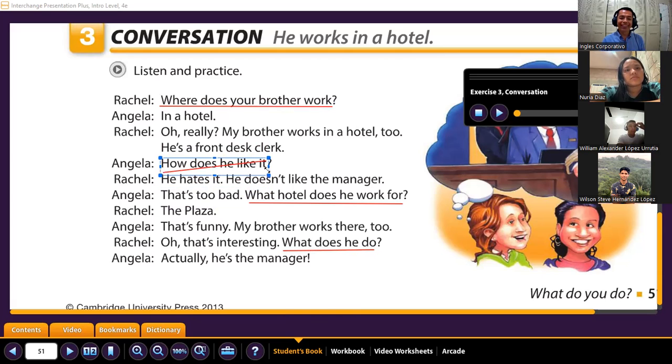Permítame que estoy jugando aquí con esta línea. No me quedó bien, qué oso, permítame. Ahí estamos, más o menos.